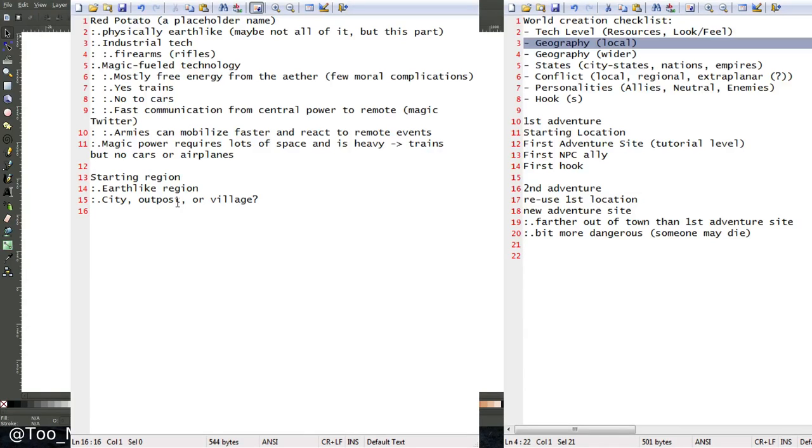So let's see what we got. We're getting some answers from chat now. Thekip says industrial cities are the coolest. Lost Luck votes for a village, a small train way stop in the middle of nowhere. And Harley Silverwolf says a village, start them in a smaller place before taking them to a city on a train. Yep.